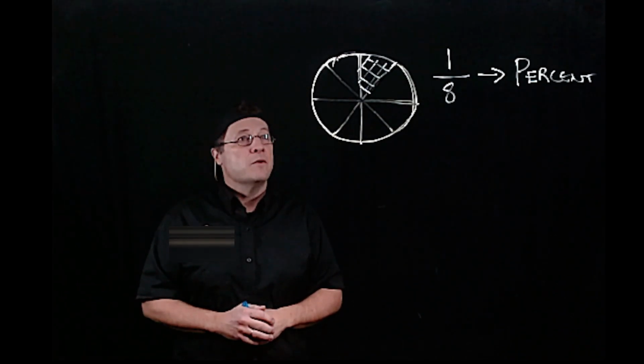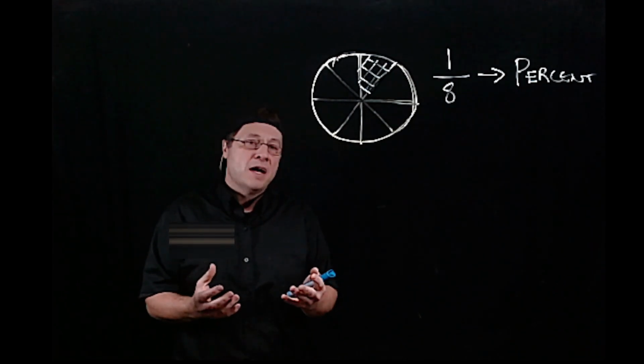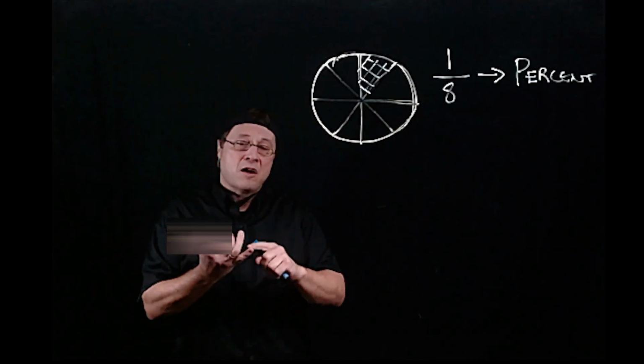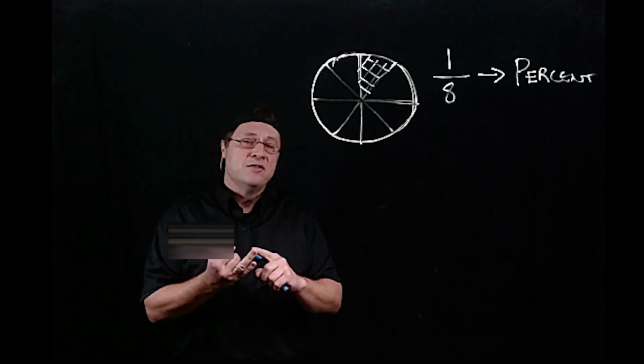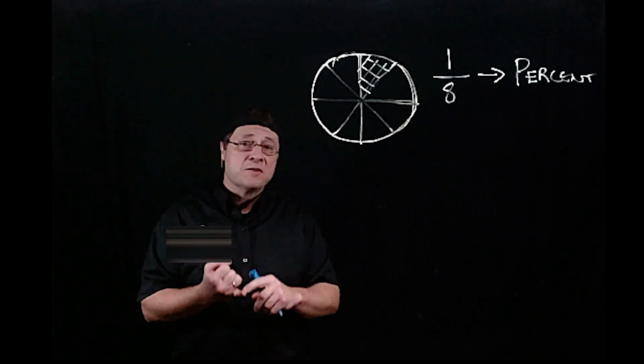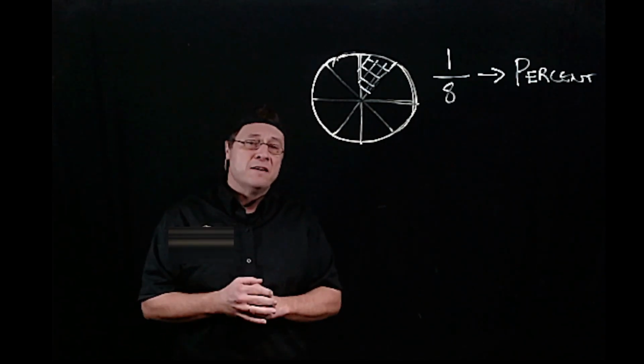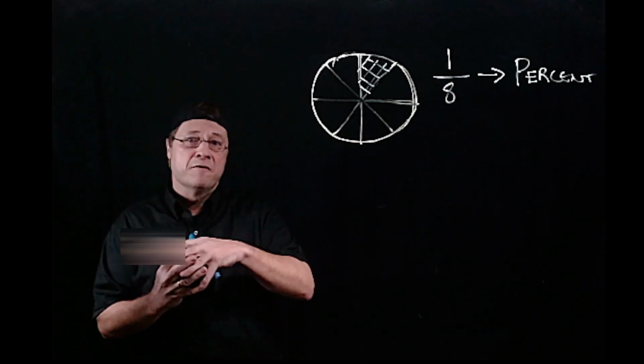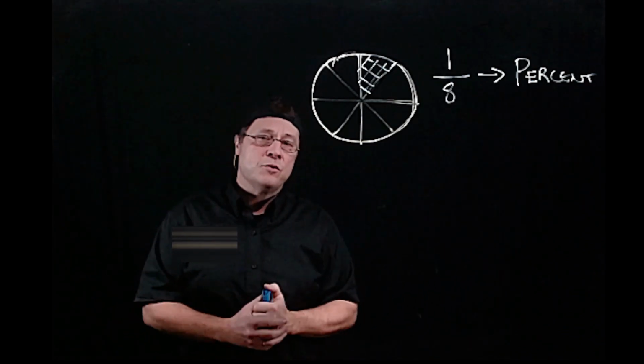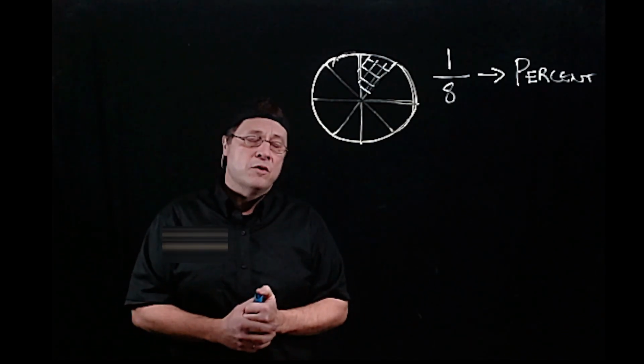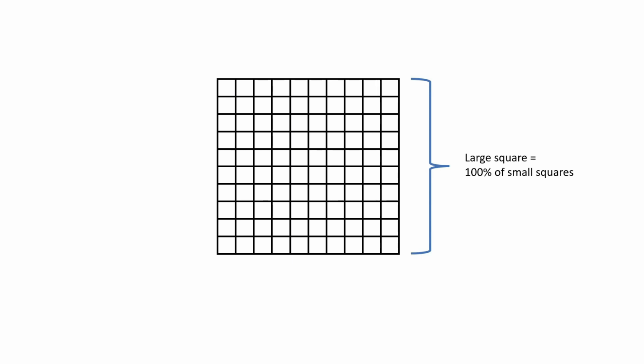So what we want to know is, how do we do this? How do we convert a common fraction into a percentage? How do we convert a decimal fraction into a percentage? And how do we convert a percentage back into either a common fraction or a decimal fraction? Basically, what I want to go through here with you is a more concise understanding of how percentages work.